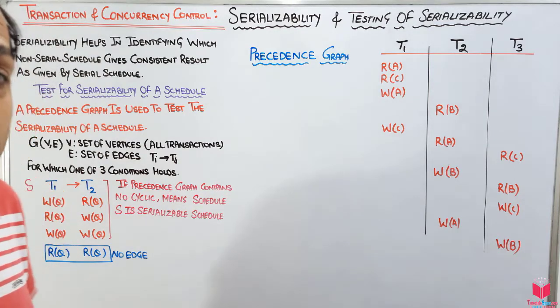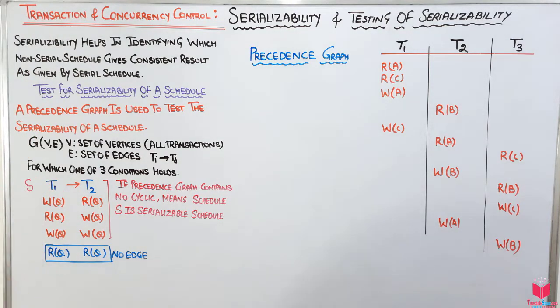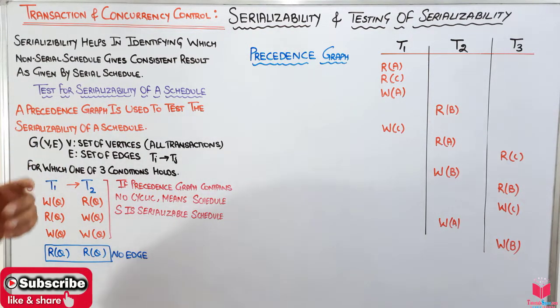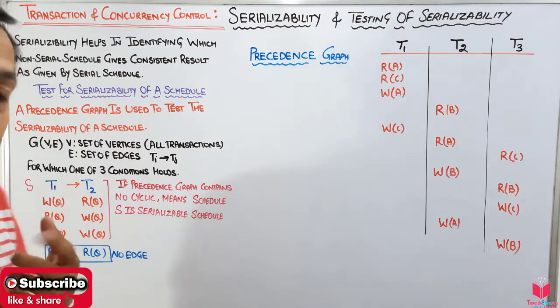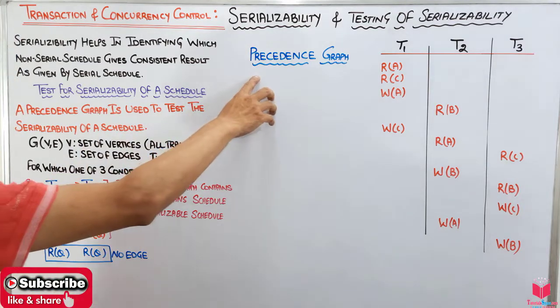Okay guys, so it is quite difficult to find which non-serial schedule is going to give us the same result as given by the serial schedule. So serializability helps in finding that. Let's see how. There is a test for finding the serializability of a schedule. How is it done? By the precedence graph.